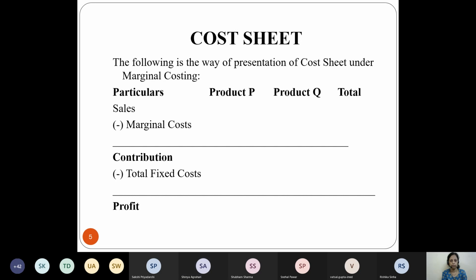Yes, ma'am. So you will not give fixed cost to products P and Q. You will calculate contribution and you will deduct total fixed cost to calculate the total profit of the organization. That is the difference between traditional costing and marginal costing. So here, total contribution minus total fixed cost is profit. Is it clear? Yes, ma'am. Yes, that is the very important point of marginal costing.